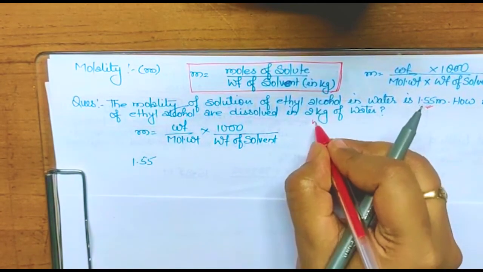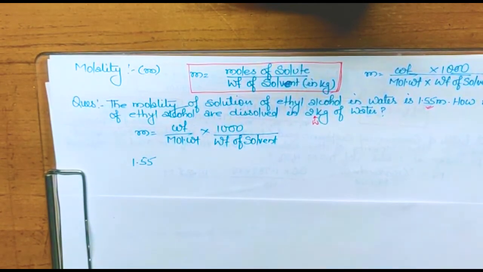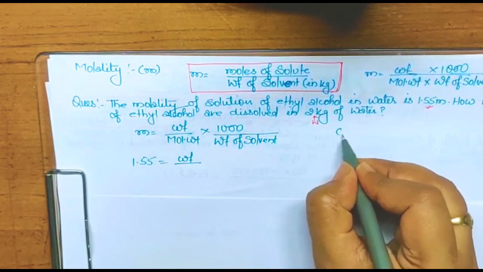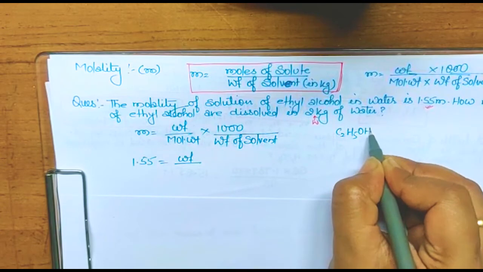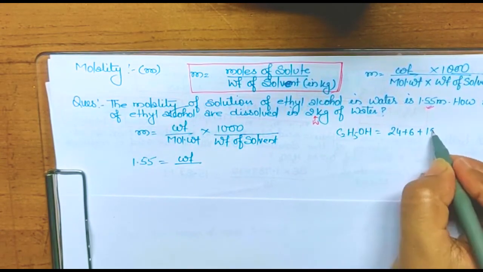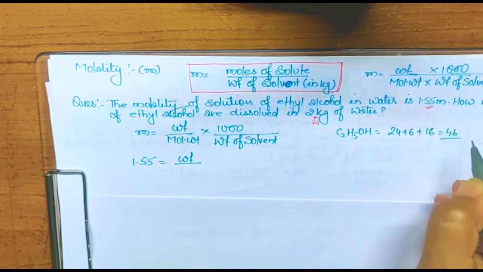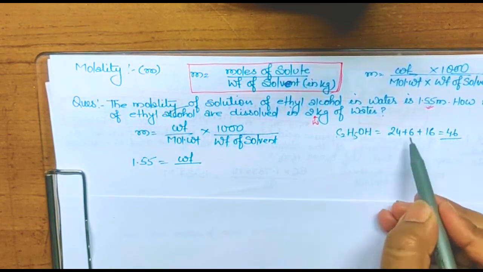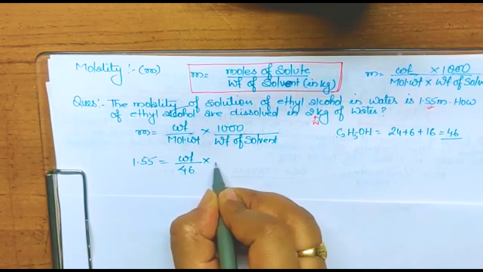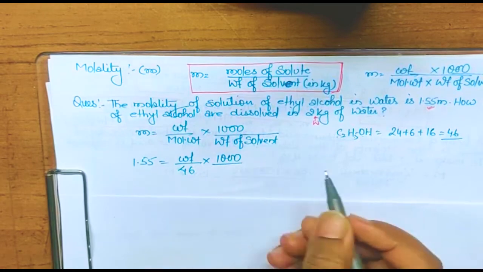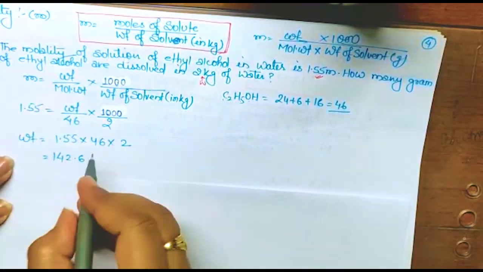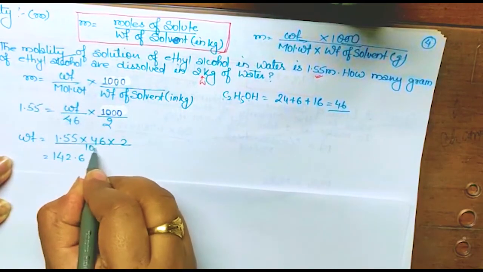Capital W, the weight of the solvent, is given as 2 kg. The weight you have to find. Ethyl alcohol is C2H5OH. So what will it be? 24 plus 6 plus 16, that is 46. Carbon 24, hydrogen 6, and oxygen 16, 46. So this is 46 into 1000 upon the weight of the solvent, which is given in 2 kg, and we have divided by 1000.